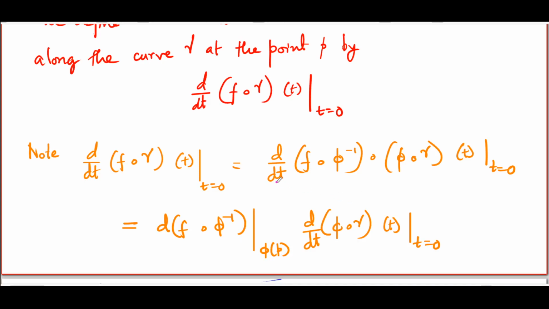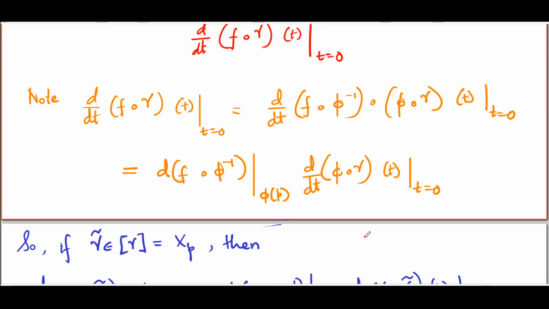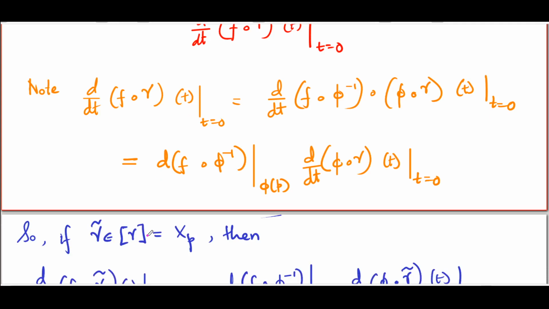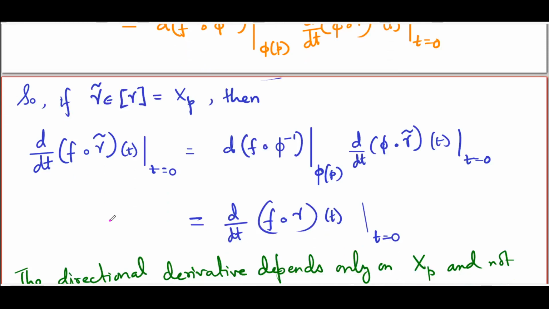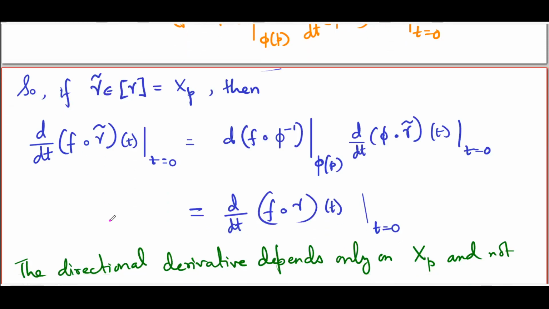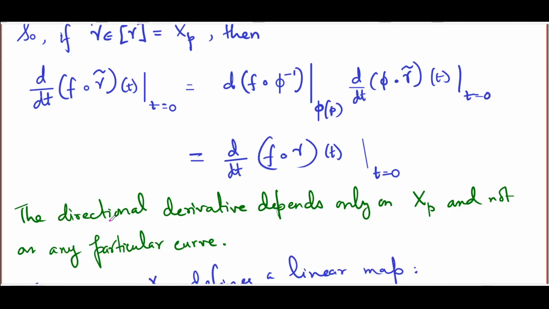Now, note that the part which involves a curve is just here. And if gamma tilde happens to be another curve in the same equivalence class, that is, gamma tilde is another member of xp, then gamma tilde must share the same tangent with gamma, and therefore d/dt of phi composite gamma of t at t equal to 0 must be the same as d/dt of phi composite gamma tilde of t at t equal to 0. And then it should be pretty easy to check that these two numbers, the directional derivative whether you use the curve gamma or whether you use the curve gamma tilde, are exactly one and the same. So the directional derivative depends only on the equivalence class xp and not on the particular curve that you use from the equivalence class. So it's really a function of the equivalence class itself.